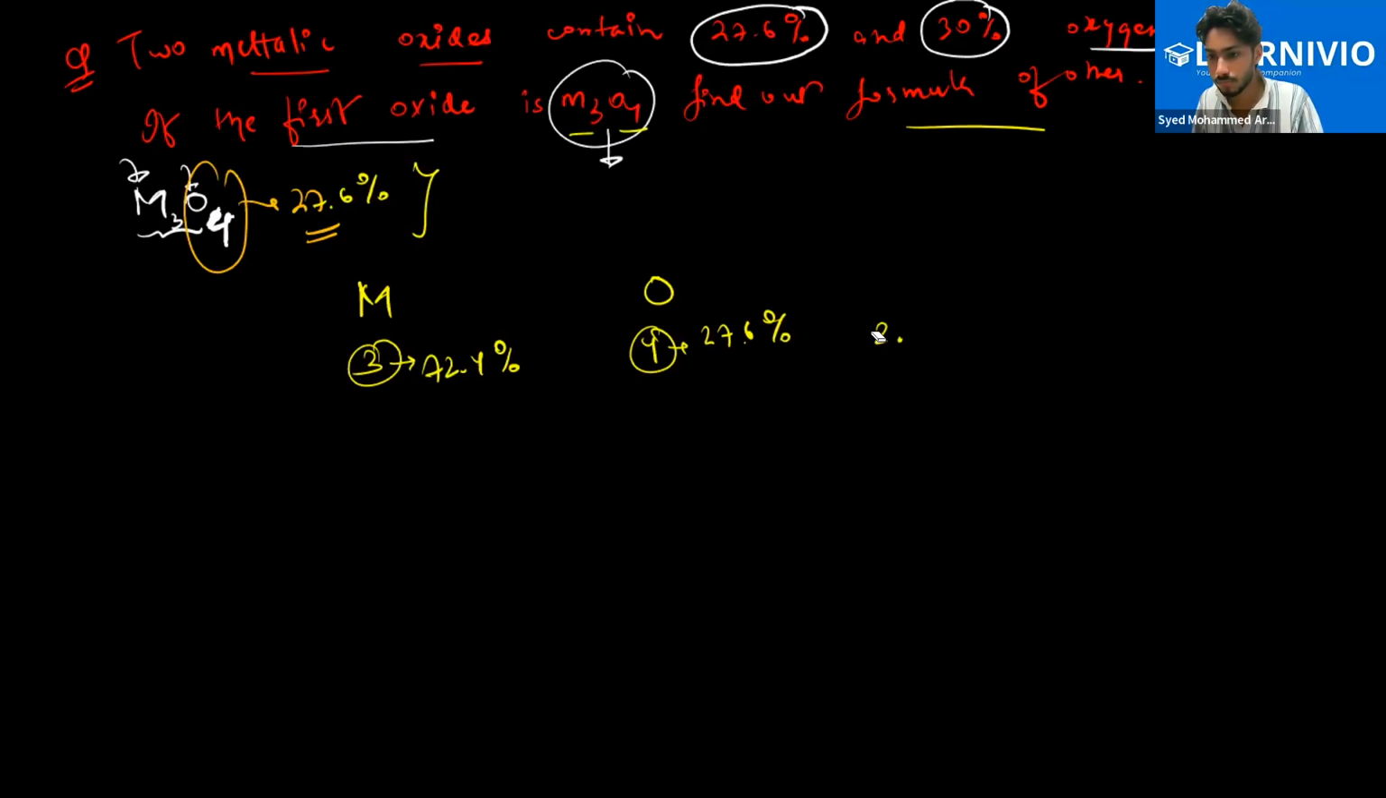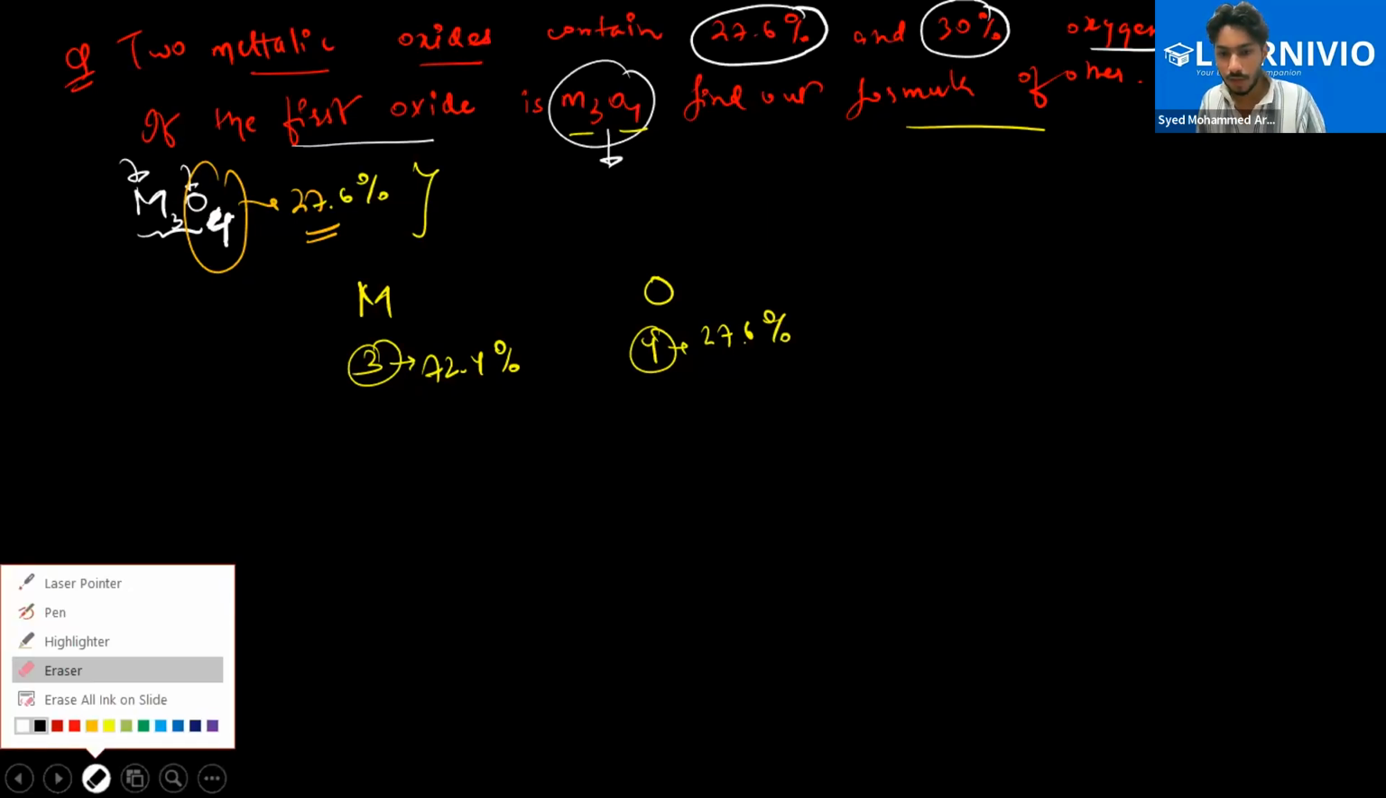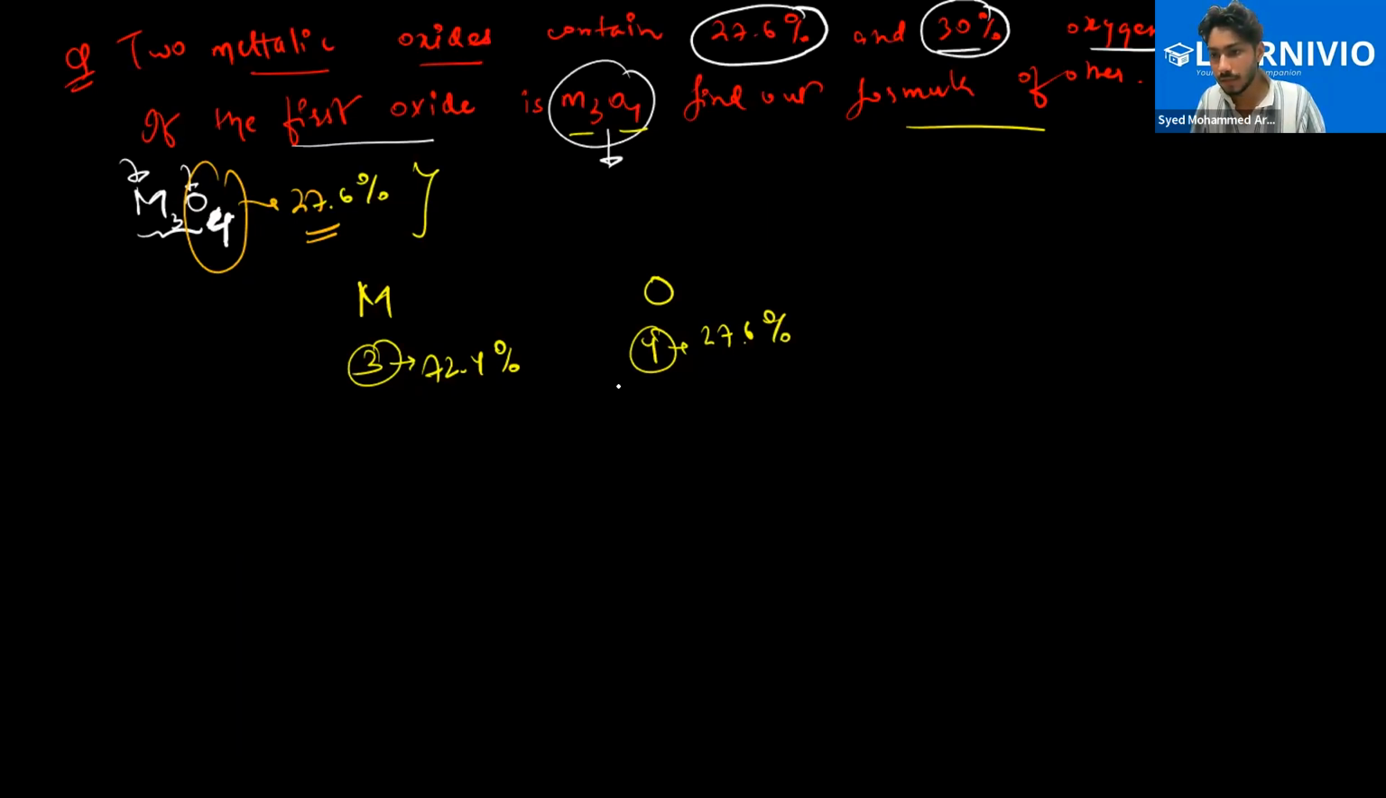Hello. Yes, sir. So you should speak when I ask you. So the next one is my 30%. If 30% of my oxygen is there, and if I subtract this 30 from 100, I'll get 70%. So that means 70% of my metal is there. Fine. Yes, sir. Okay, very good.